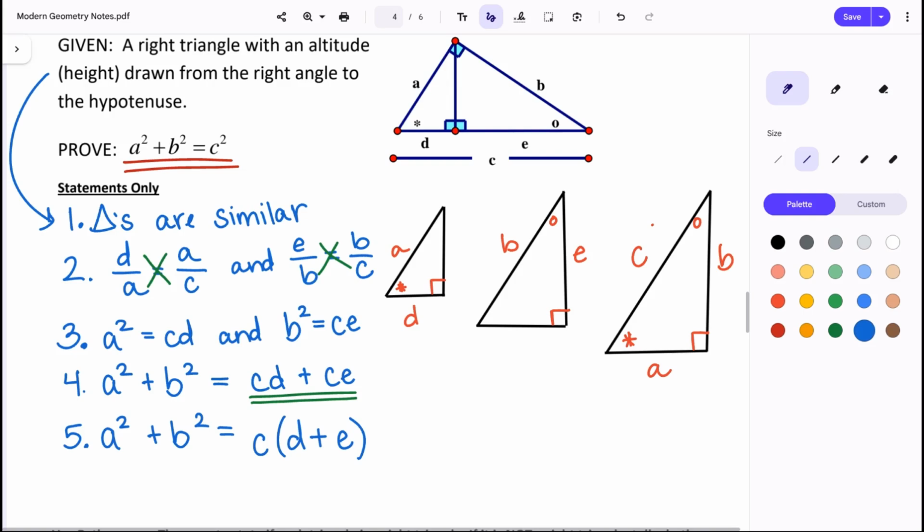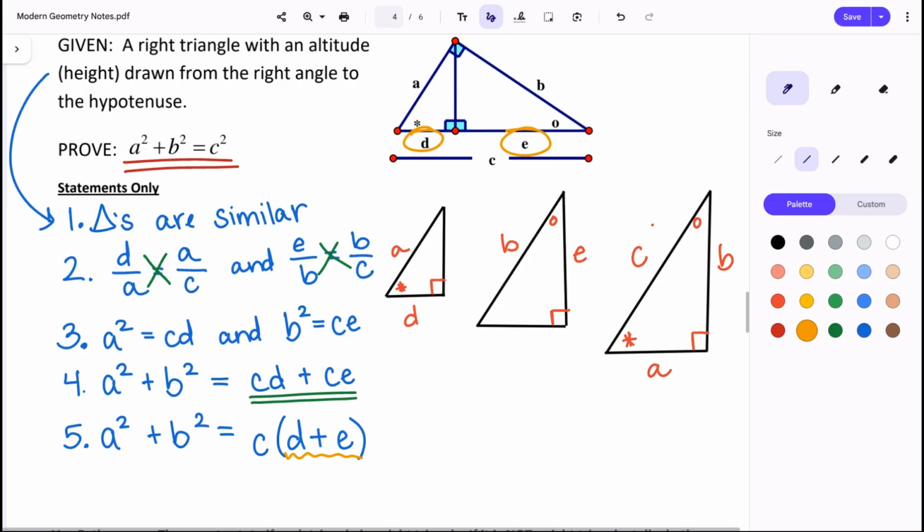All right, now you might be thinking, well, why are we doing that? What's the point here? I need to get to a c squared, right? Because I already have my a squared plus b squared. If you look at what we just wrote in our parentheses, d plus e, and you look at what those are up here, are they the same thing as c?